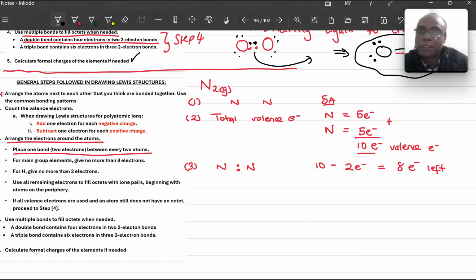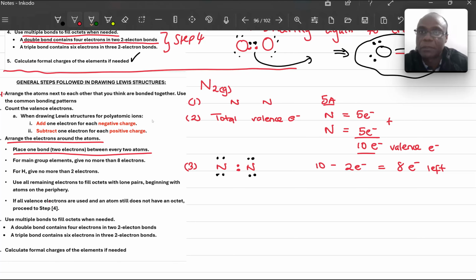Now, since I want to satisfy the octet rule, which means 8 dots surrounding a given element, and I have 8 left, I'm going to put 4 here and 4 here. Just divide the 8 evenly between the 2 nitrogens.